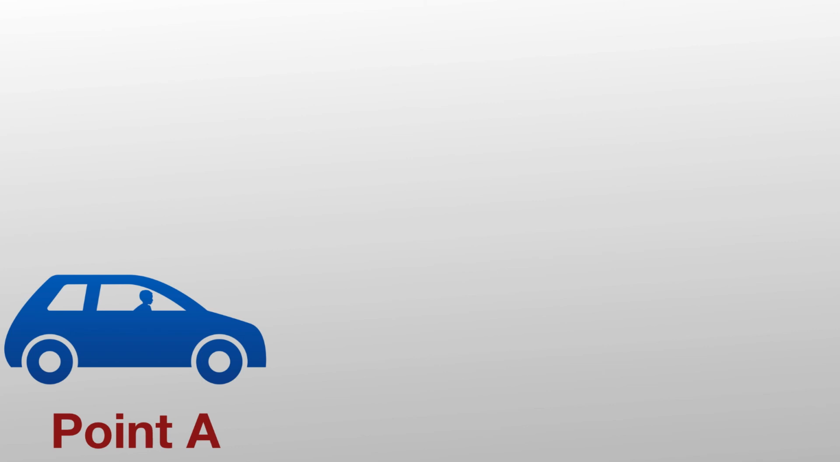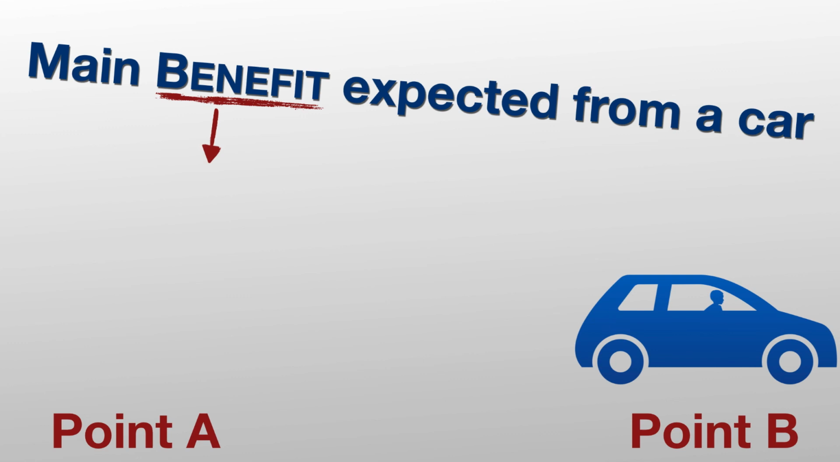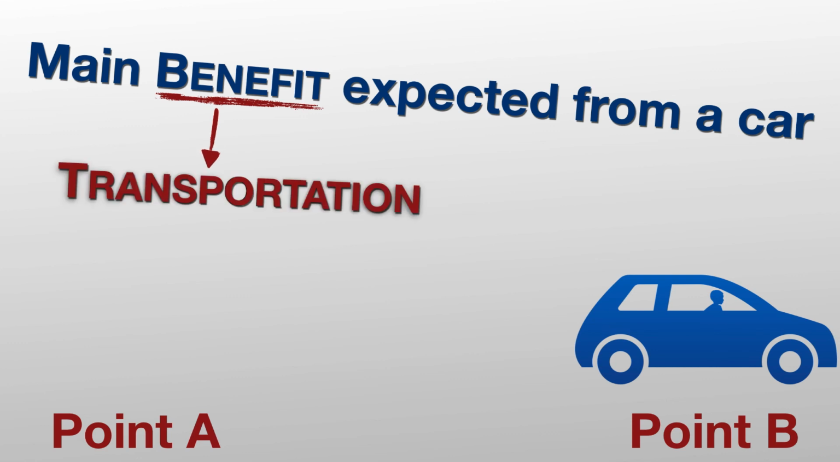For example, people choose to buy a car not so much because of how the product looks like, a blue car here, but rather for the main benefit provided by a car, which is transportation. A car brings customers from one point to another. And this is really the main reason why people are buying cars. Of course, cars offer other benefits than transportation. Could you name a few?